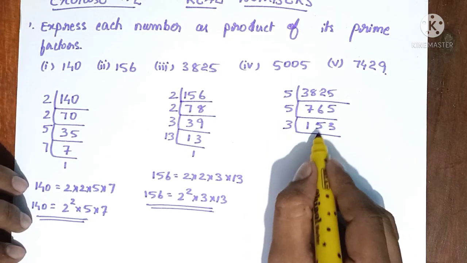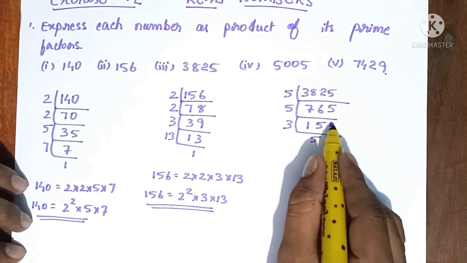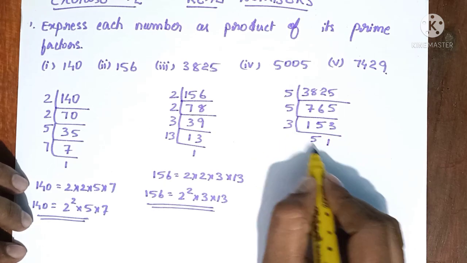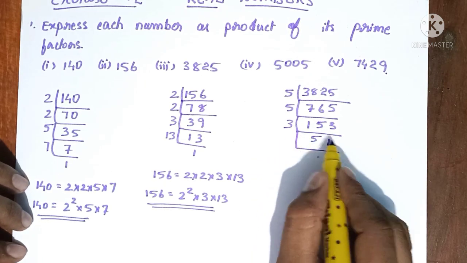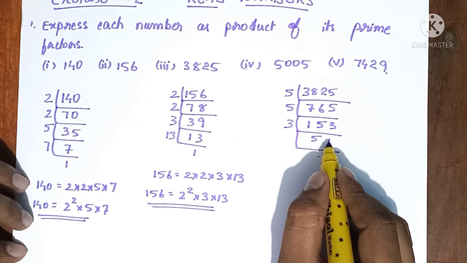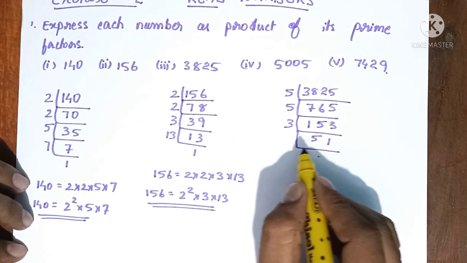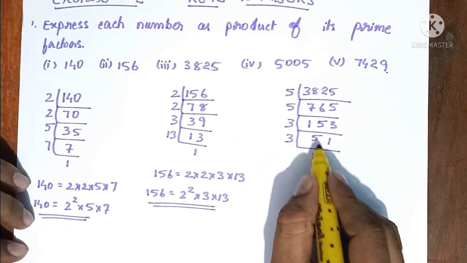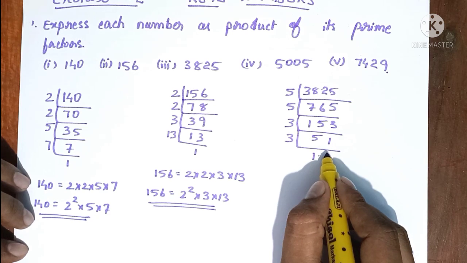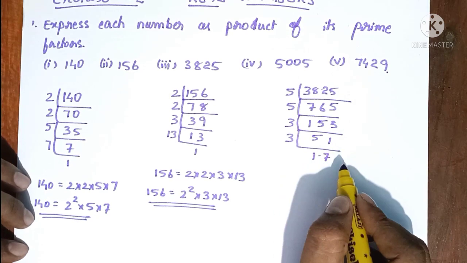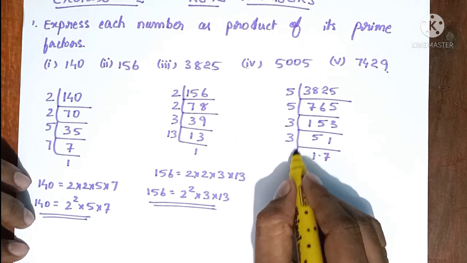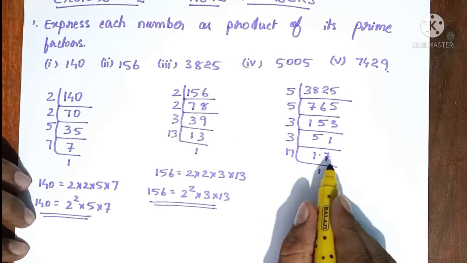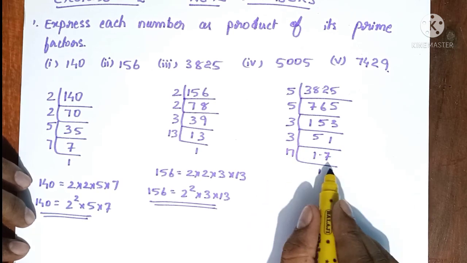So we will put 3 here. 5 3s are 15. 1 3 3. Okay. Again, is this divisible by 3? 5 plus 1 is 6. 6 is divisible by 3. So 51 is also divisible by 3. 3. 1 into 3, remaining 2, 21. 7 into 3 is 21. Since 7 is a prime number, 1 into 17 is, 17 is a prime number, 1 into 17 is 17.